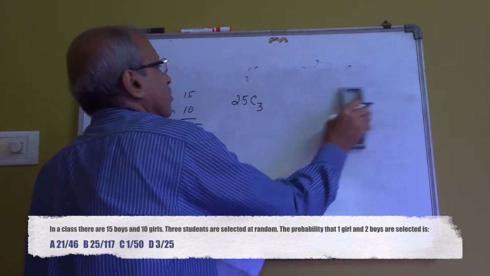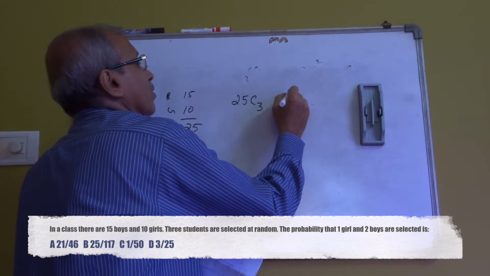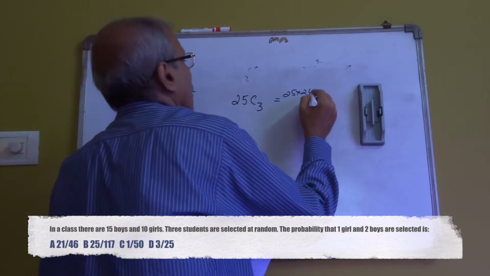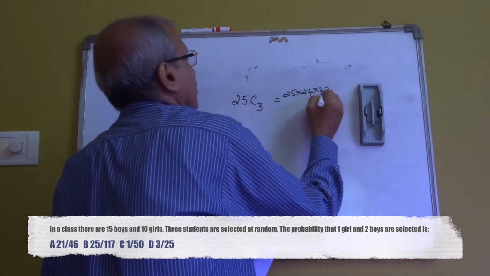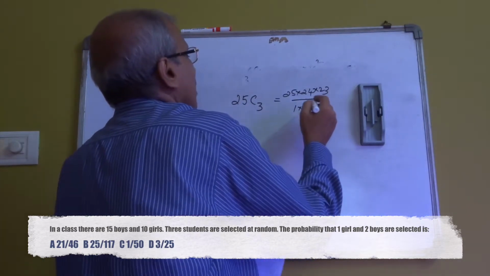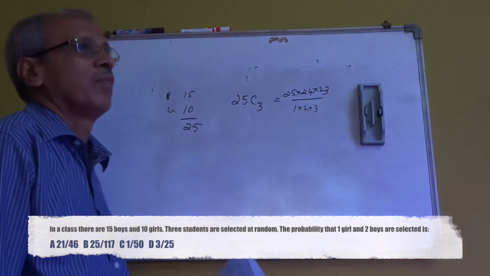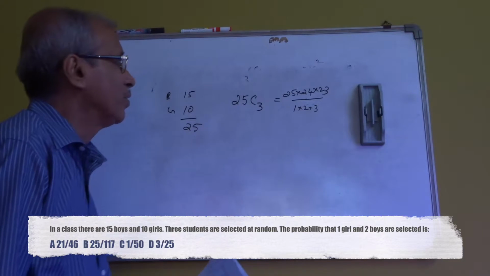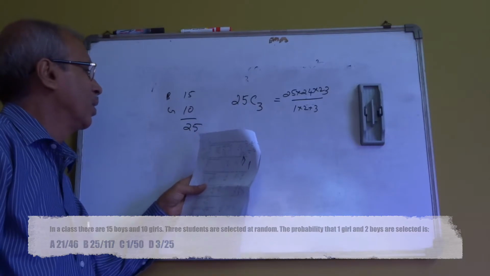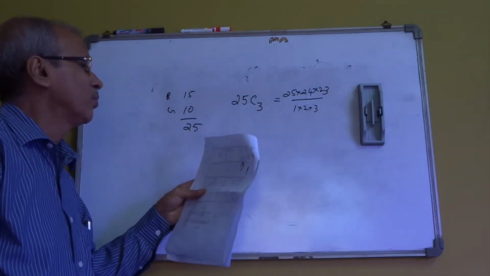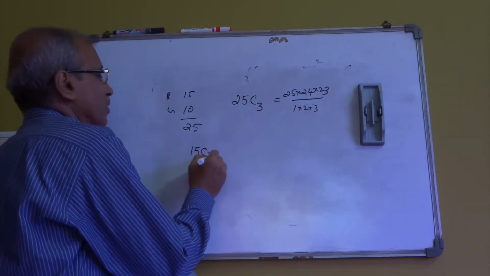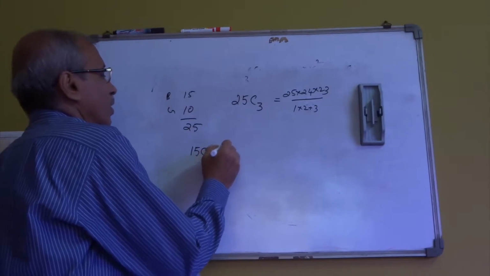Or it is 25 into 24 into 23 divided by 1 into 2 into 3, because other things get cancelled. So the total possibility is this. Now what they say is, you should get 2 boys and 1 girl. So 2 boys are from 15 C2 and 1 girl is 10 C1.